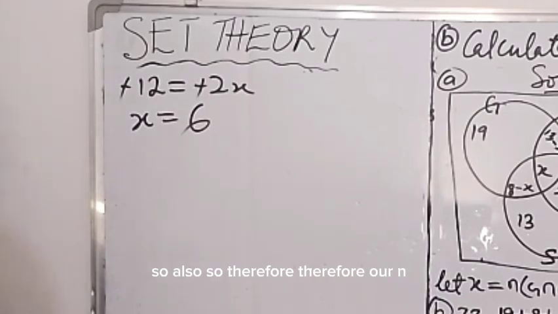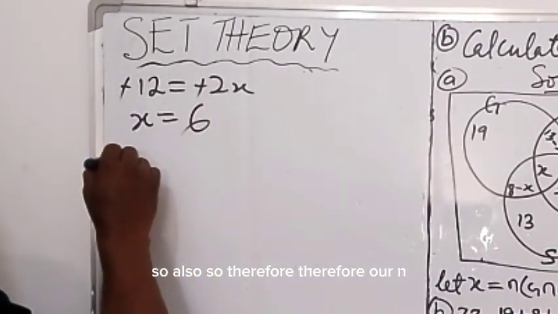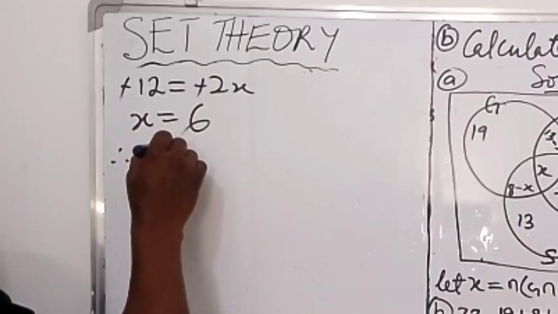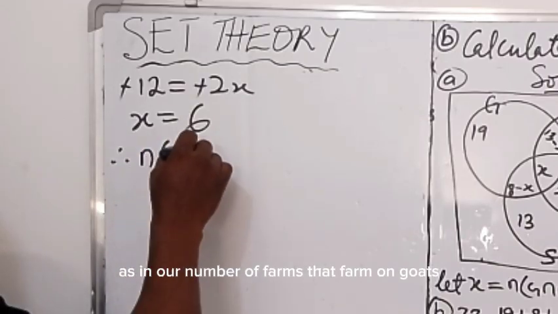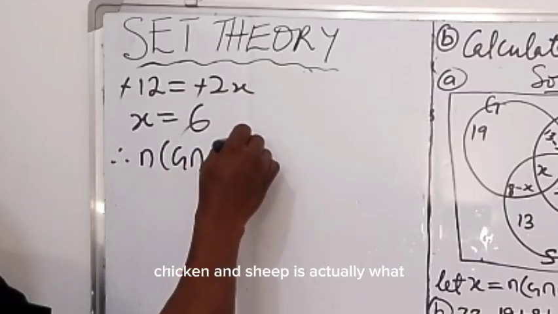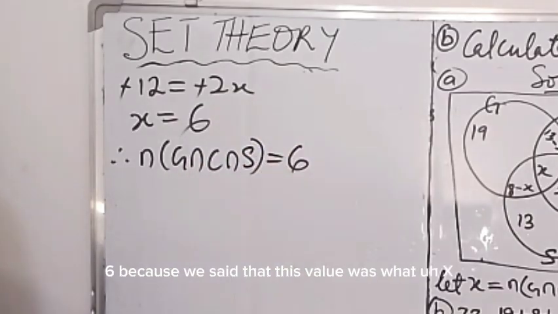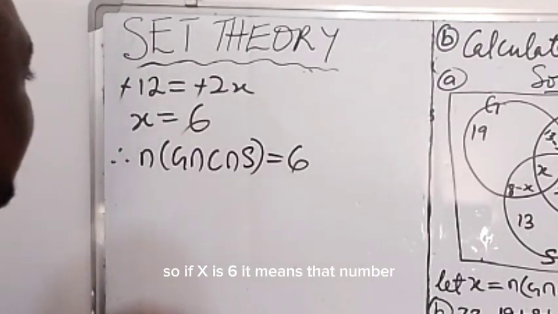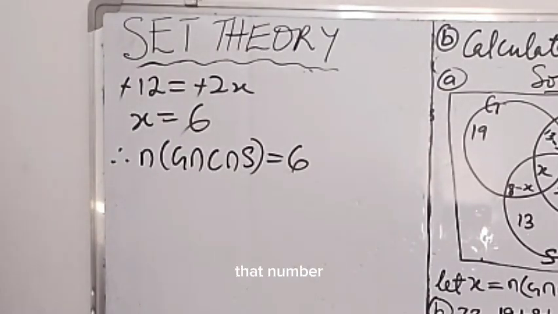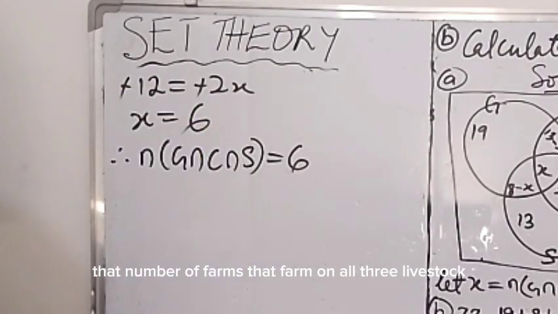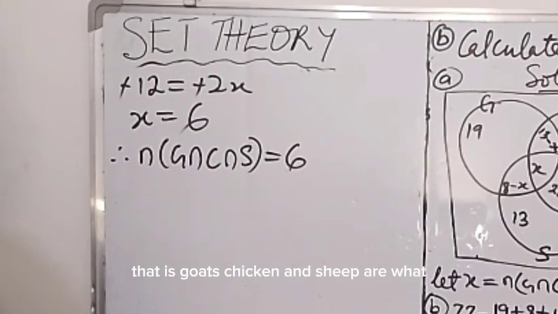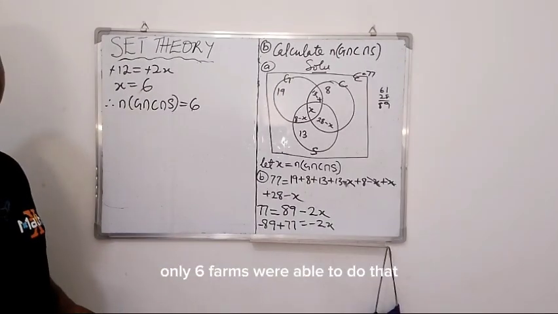Therefore, our N, as in our number of farms that farm on goats, chicken, and sheep is actually what? 6, because we said that this value was X. So if X is 6, it means that the number of farms that farm on all three livestock, that is goats, chicken, and sheep, are what? Only 6 farms were able to do that.